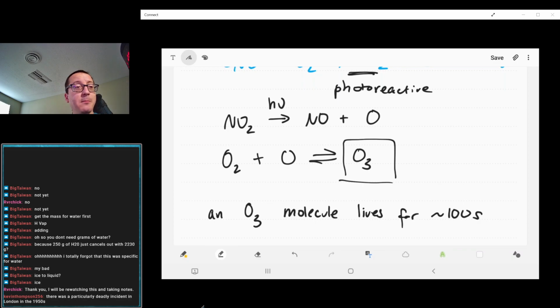And so on smoggy days, where you have that kind of haze from the nitrogen dioxide there, it's a good idea to stay indoors or to at least close your windows, because by the time an ozone molecule gets in through the various vents in your house, it will have already broken down through that 100-second time frame. So, good idea to stay indoors on smoggy days.